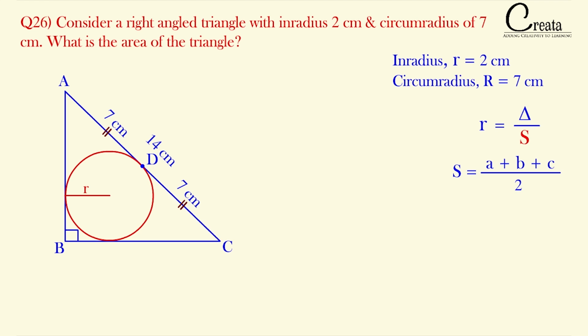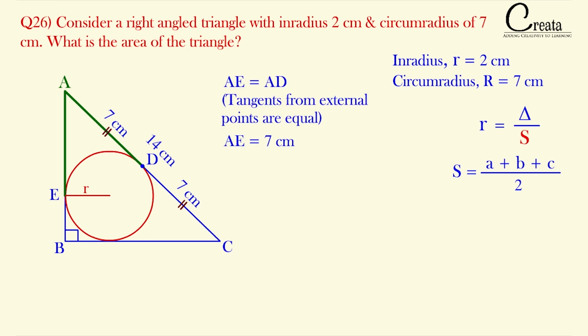Further, now the tangents are coming into the picture, and we know the property of the tangent. The tangents from any external point to a circle are equal. So if we take A as an external point, these two line segments are tangents to the circle and will be equal to each other. Let's denote this point as E. So we got AE is equal to AD. And we know AD is 7 centimeter. So AE is also equal to 7 centimeter.